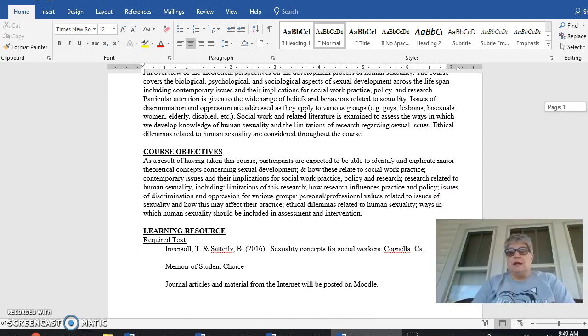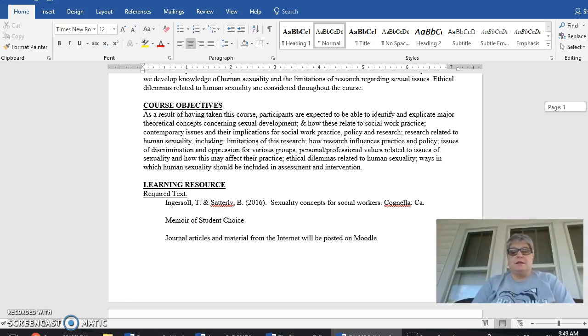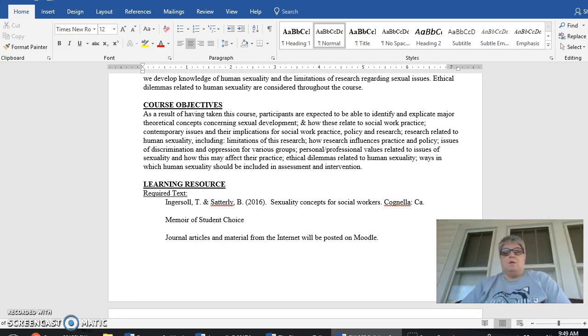We also will look at ethical dilemmas as it relates to this. Okay, the objectives. We will identify and explicate major theoretical concepts. We'll look at how they relate to practice, contemporary issues, policy research, the limitations of this research, issues of discrimination and oppression, your own values, and how they influence practice.